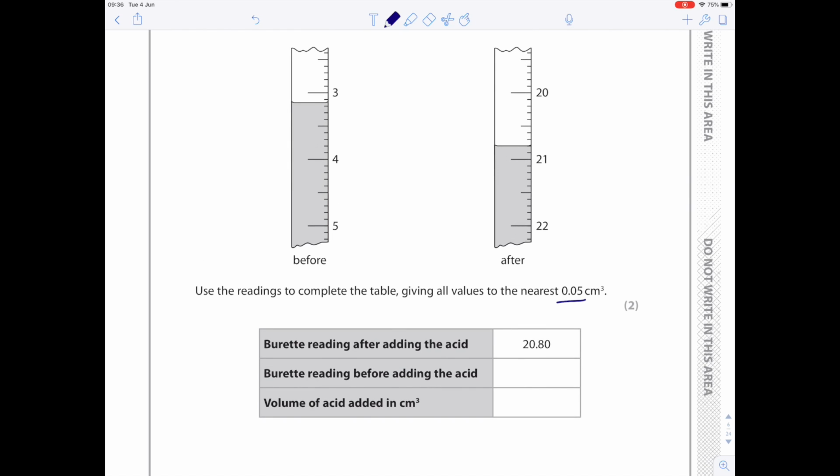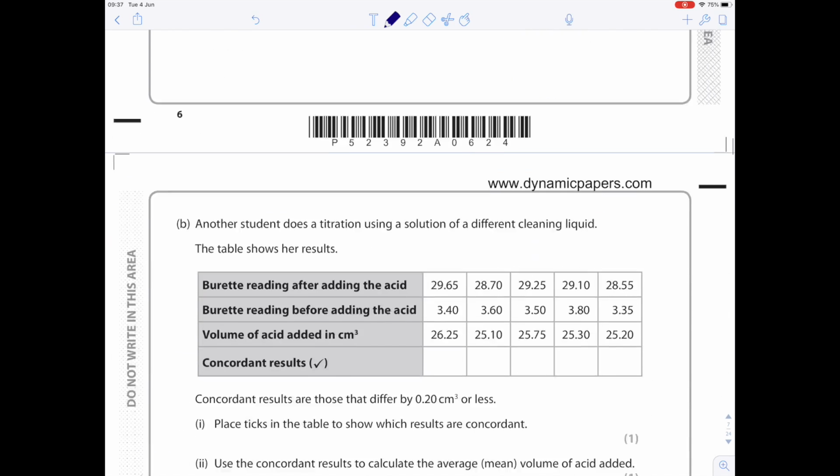So looking at before, make sure you read this nice and carefully. This is at 3.15. And look carefully at the after. And so to work out the volume of acid added, you need to take 3.15 away from 20.80 to get 17.65. So make sure you've read that question nice and clearly.